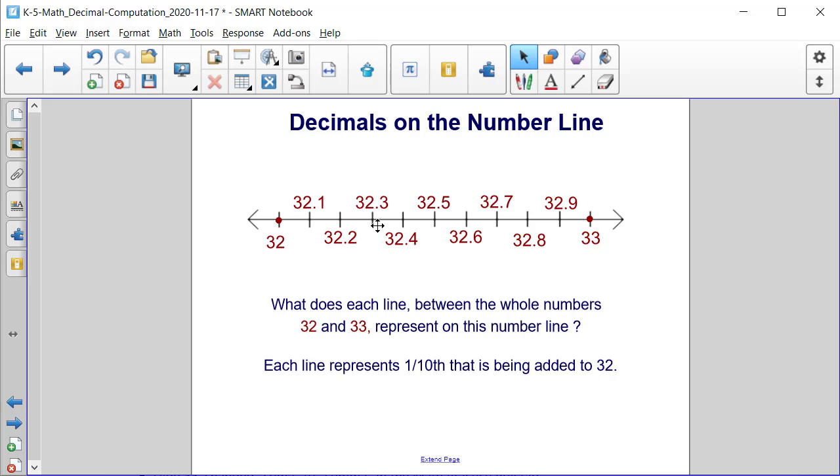Here we can see the solution to this example, which is exactly the same as what we had on our number line. They increase by 1/10 each time for the hash mark, and the 1/10 is being added to 32. That gives us 32 and 1/10, 32 and 2/10, 32 and 3/10, and so on.